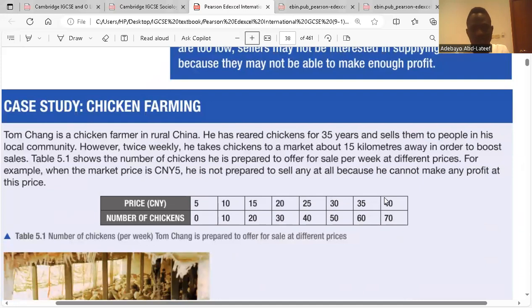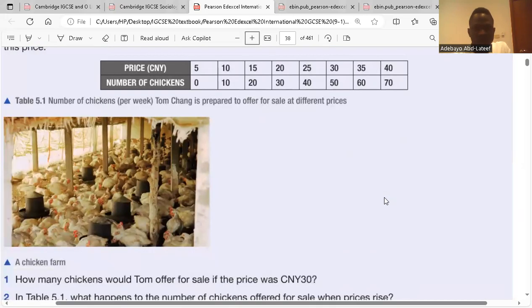For example, when the price is CNY 5, he is not prepared to sell any at all because he cannot make any profit at this price. So this is what we call a supply schedule. That table is a supply schedule. It's a table that shows the relationship between the quantity supplied and the price of the product. So we have the schedule.